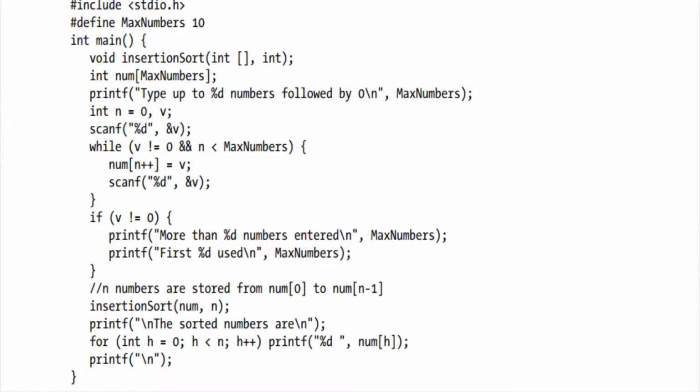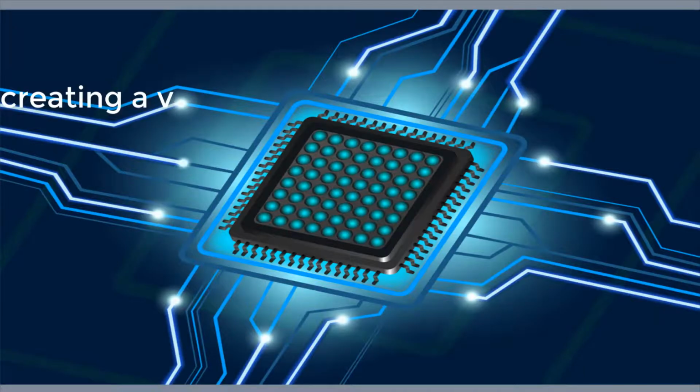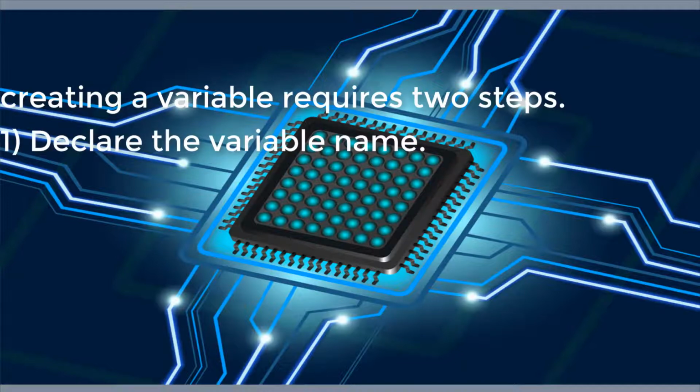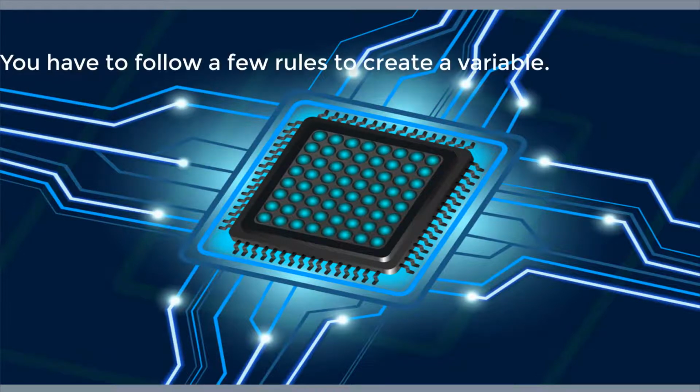It uses the standard C language format for creating and using variables. In the C programming language, creating a variable requires two steps. One is to declare the variable. Another is to assign a data value to the variable. When declaring a variable, you just define the type of data that the variable will store and the variable name in a statement. You have to follow a few rules when declaring C variable names.